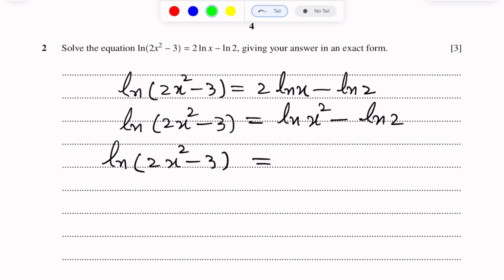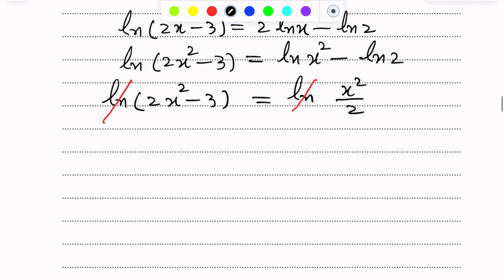On the right hand side, two log terms are subtracting, so the subtraction will be converted into division. So we can write it as ln(x²/2). Subtraction will be changed into division. Now by taking the anti-log, cancel out log from both sides. Cancel out, we get 2x² − 3 = x²/2.